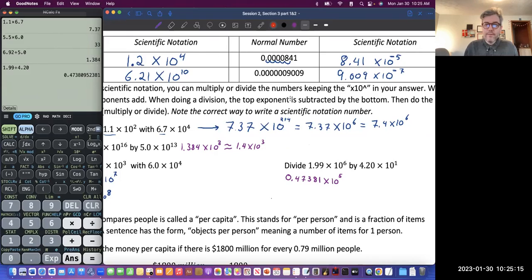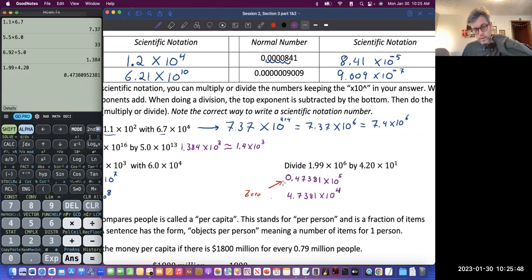The next thing we have to fix is we have a 0 here, and we need to have a number other than 0 to the left of the decimal place. So this would be something like 4.7381 times 10. Now I made this number bigger by doing that, or you can say I moved it to the right. So I have to make this exponent smaller. Okay. So I believe that is the correct answer.